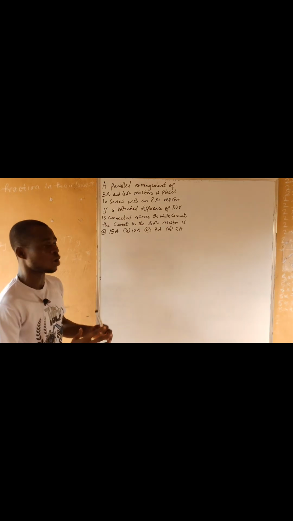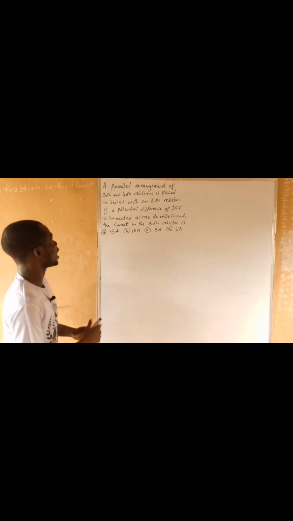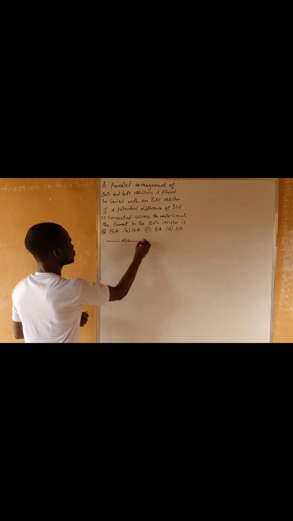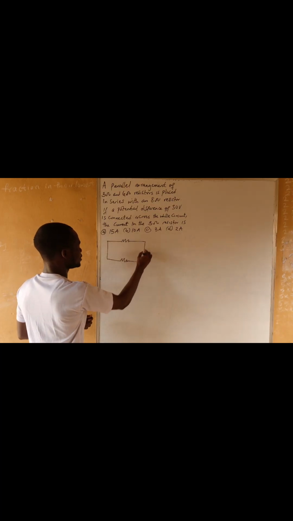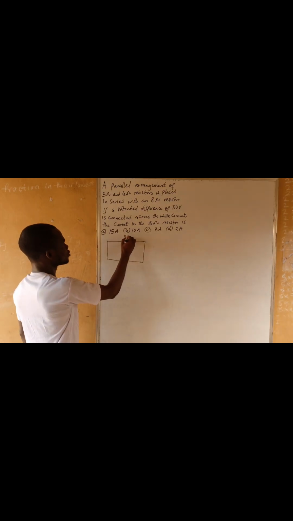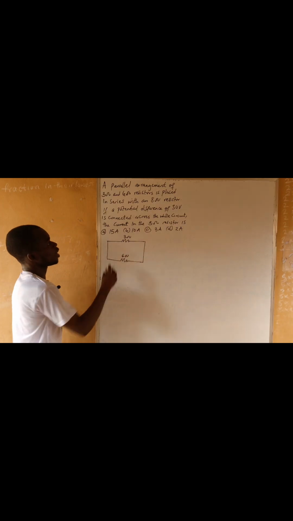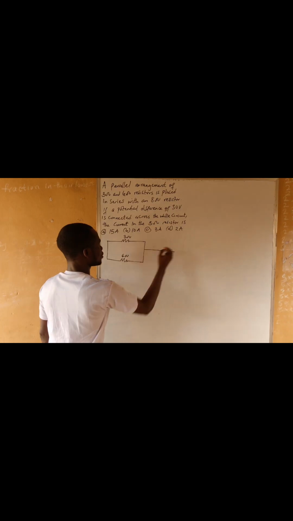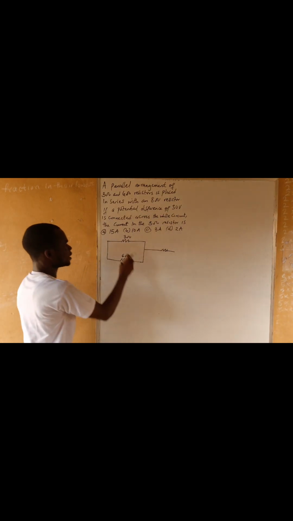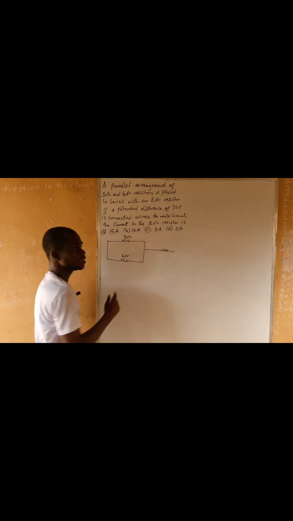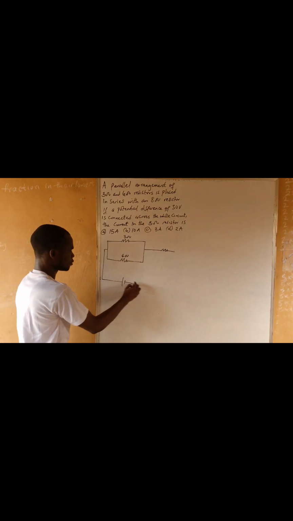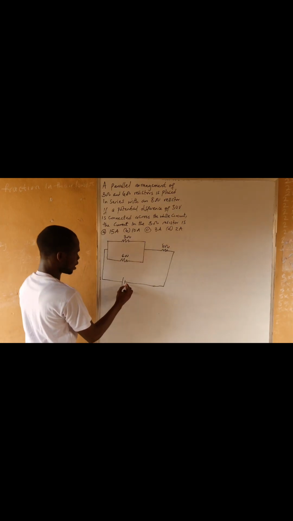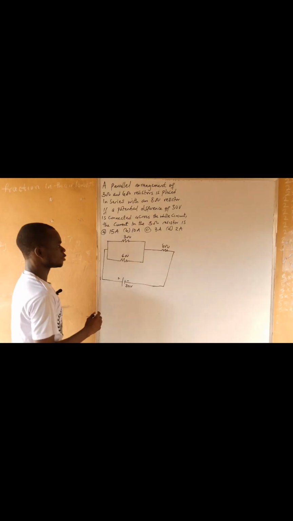Now, the first thing we need to do is to draw a circuit diagram of this kind of illustration. They said a parallel arrangement of 3 ohms and 6 ohms. A parallel arrangement. Then we have this. Here is my 3 ohms and here is my 6 ohms. Now, it's placed in series with an 8 ohms resistor. If a potential difference of 30 volts is connected, so we have this. This place is my 8 ohms resistor and this is my 30 volt. This is my plus and this is my battery, my minus.